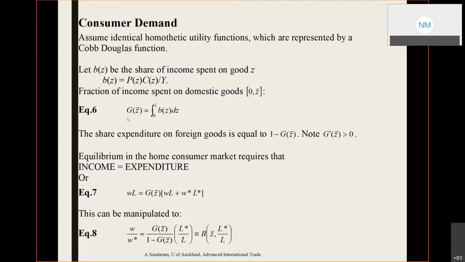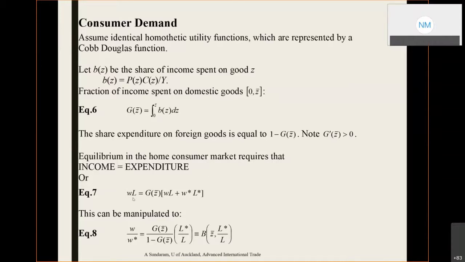Now, if the domestic share of expenditure is G, then the share of expenditure on foreign goods, everything that the foreign country produces and sells, is just going to be 1 minus G of Z bar, because this is the proportion. So 1 minus G of Z bar is the expenditure on foreign goods. Now we're going to look at the equilibrium condition, which is that income has to be equal to expenditure in the home consumer market. What does that mean? What is home income?